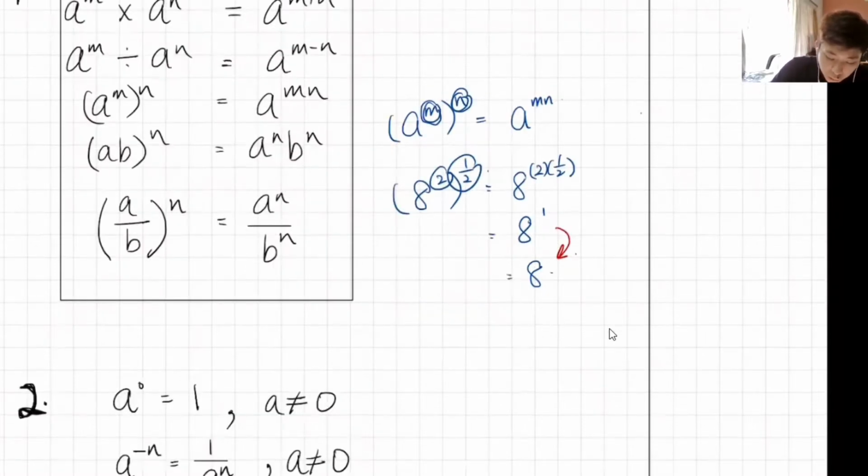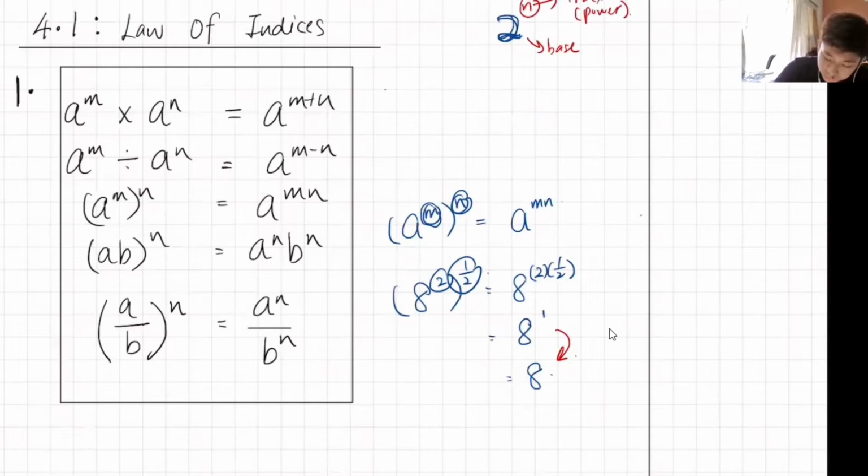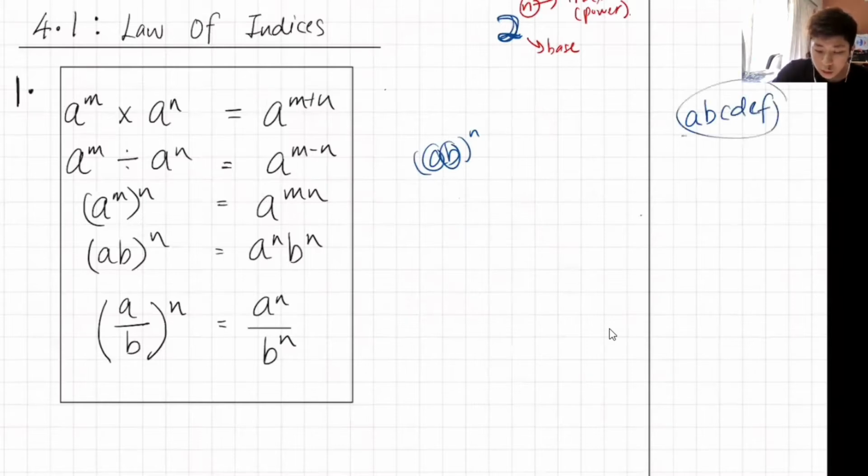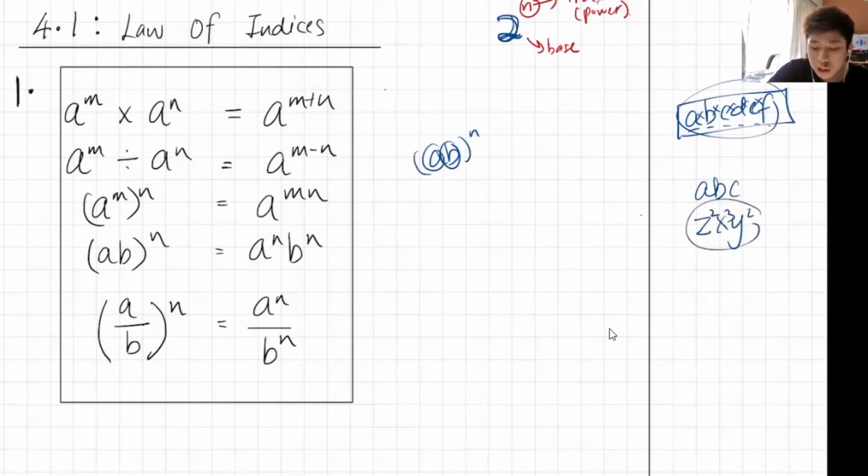So I move on with the fourth law of indices, which is (ab) to the power of n. Now you have two items in a bracket multiplying each other. Don't forget, you see simple stuff like this, I repeat again. When you have a, b, c, d, e, f, you must know they are different alphabets here, but the operation between them is actually multiplication. Don't forget, when you see alphabets next to each other, like z squared x cubed y squared, they are actually multiplying each other. Basically, it means z squared times x cubed times y squared.